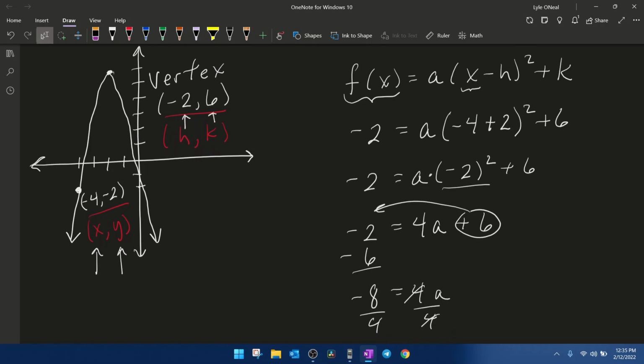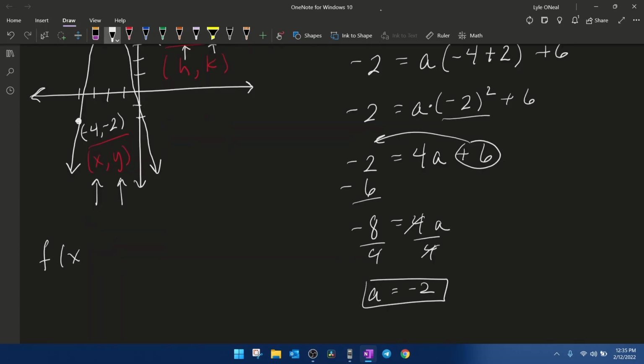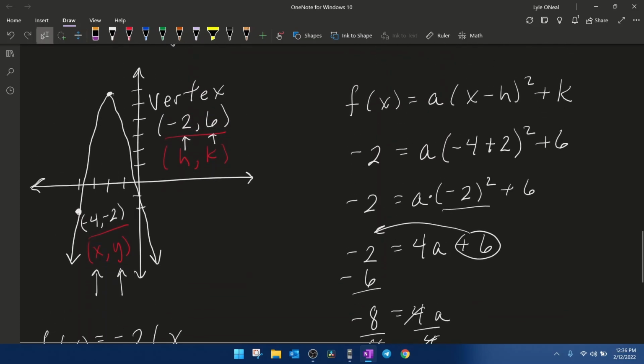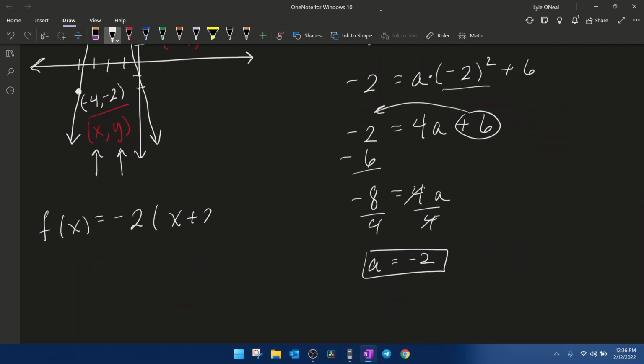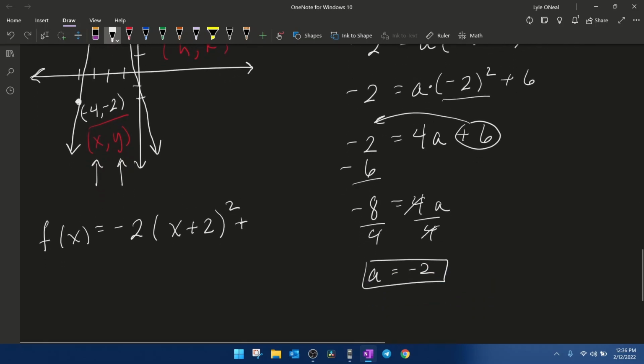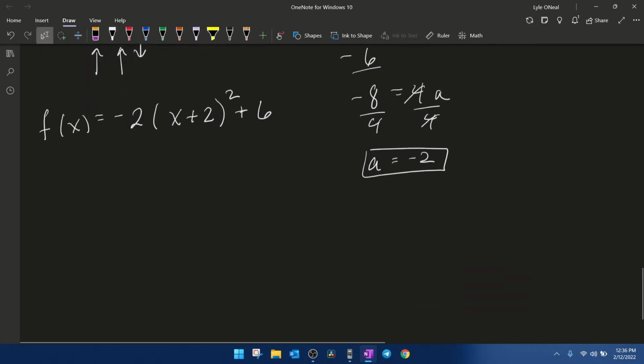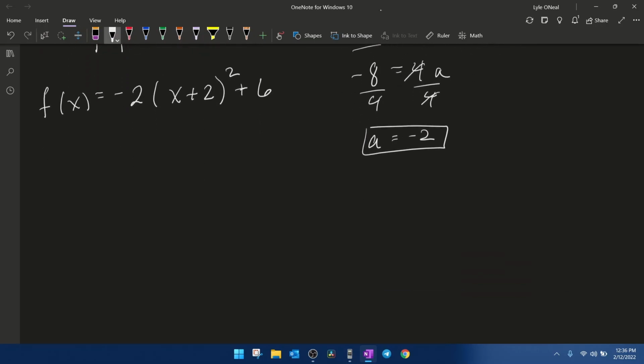And I'm done. When I say I'm done, remember a was the only value that we did not have, and now we have it. So our function written in vertex form is going to be f of x equals a times x minus h. Remember h was negative 2. Minus a negative is going to make that a plus 2. Don't forget your squared. Plus k, which was 6. And that is our quadratic function in vertex form.